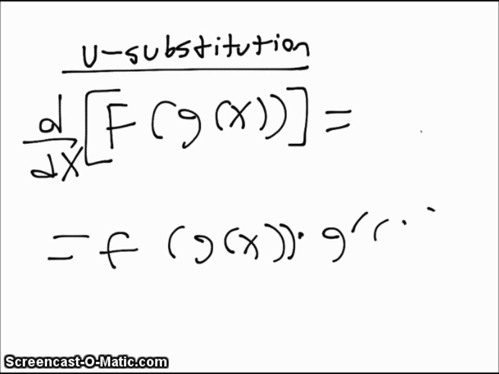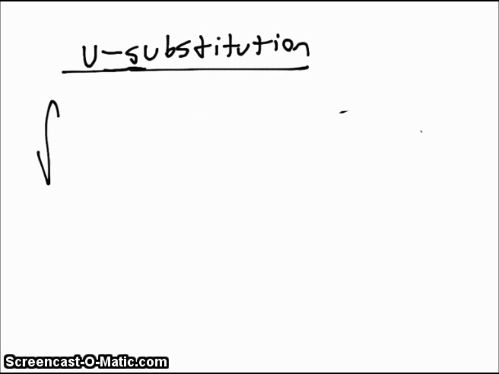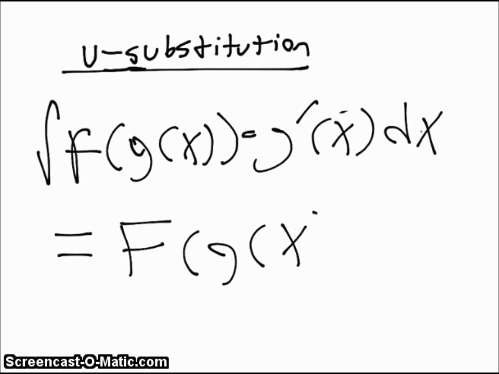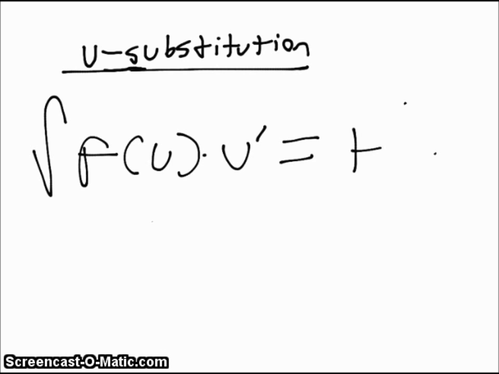Now we have the question of what do we do in a situation like this, where we have the integral of f of g of x times g prime of x dx. We know that is equal, by the rule, to big F of g of x. But we can more simply write that as the integral of f of u times u prime equal to big F of u, in the antiderivative.